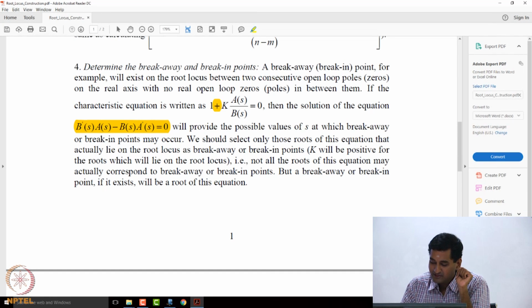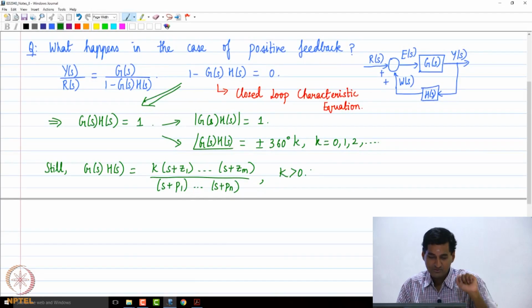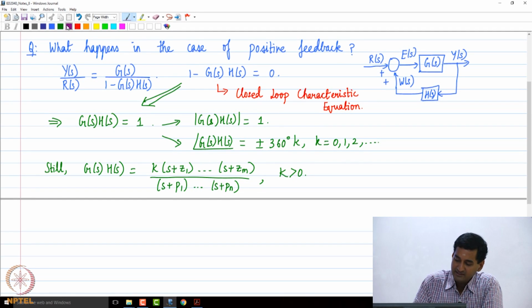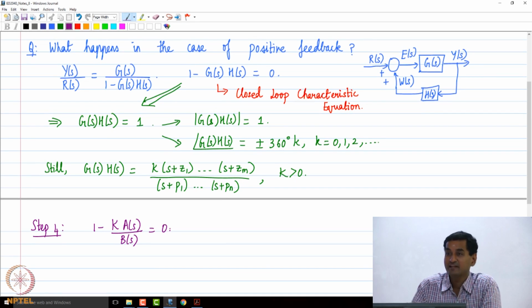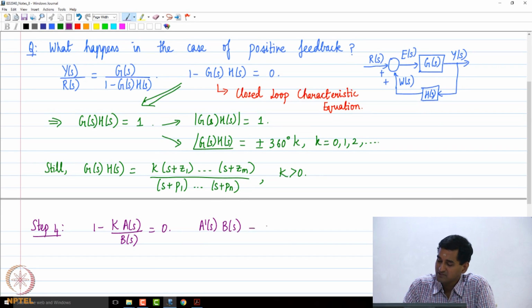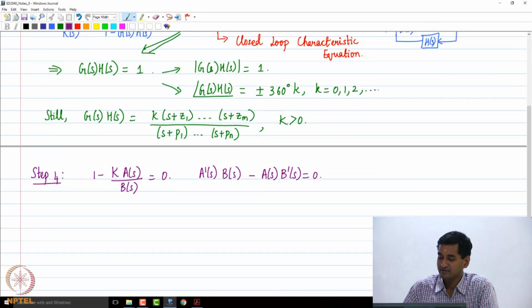Why? Let me write it down here in the journal notes file. So, please note that in step 4, the closed loop characteristic equation would be this, with positive feedback, because that is going to be 1 minus g of s h of s equals 0. So, the condition for finding the breakaway point remains the same. Potential breakaway or break-in points remain the same as before.